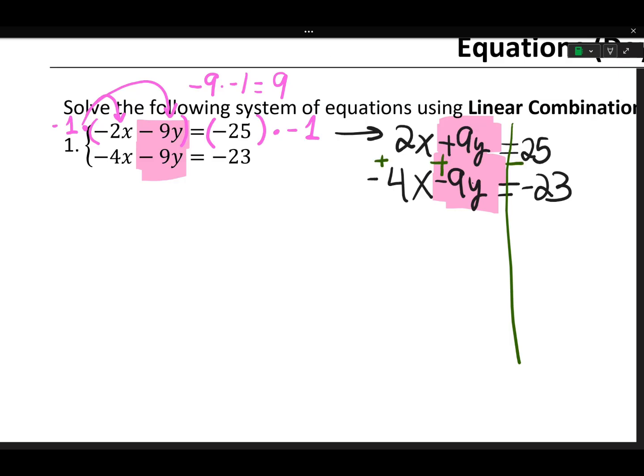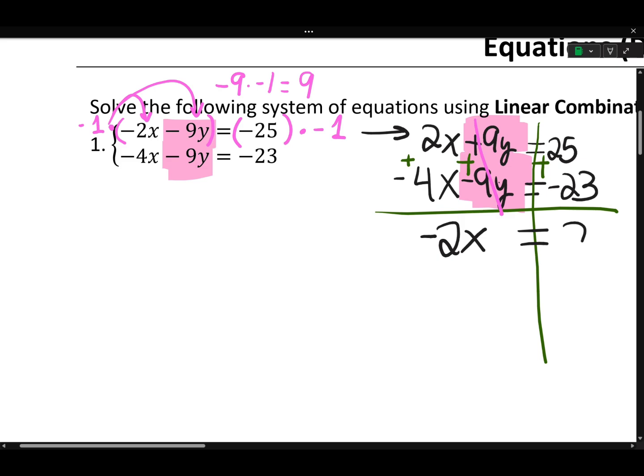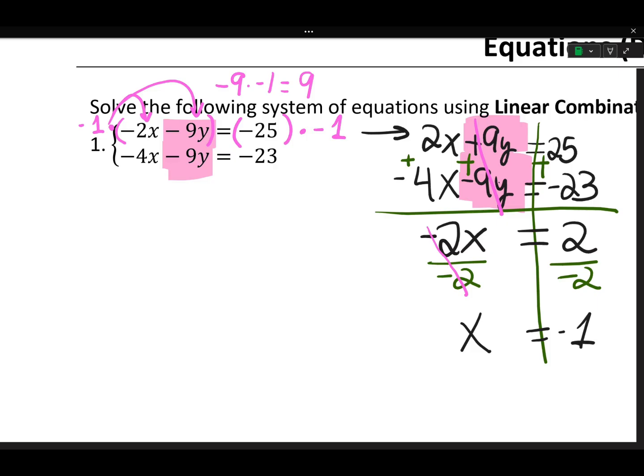Let's begin by adding everything. 2x plus negative 4x is a negative 2x. 9y plus negative 9y cancel. 25 plus negative 23 is positive 2. And what do we do for our last step? We divide by negative 2. We divide both sides by negative 2 because negative 2 divided by negative 2 is positive 1. x equals negative 1. Fantastic.